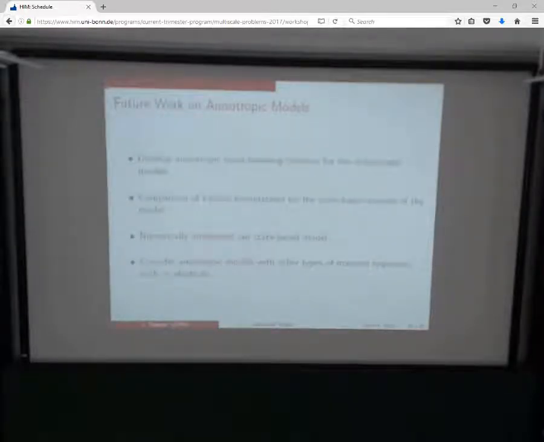So some future work, we're going to develop an anisotropic bond breaking criterion for the state-based model. We want to compare various formulations of the state-based portion of the model, since we have several different possibilities. We want to numerically implement our state-based model. That's something I'll probably get done while I'm here. And then we want to consider anisotropic models of other types of material responses, such as plasticity. So you could assume elastic, and then you have a plastic response after that. So you'd use our model for the elastic response, and then after that you have some kind of plastic response.